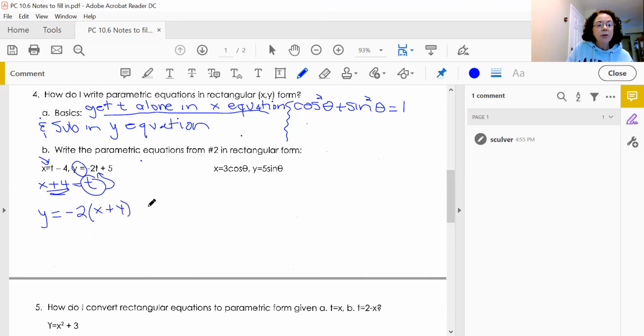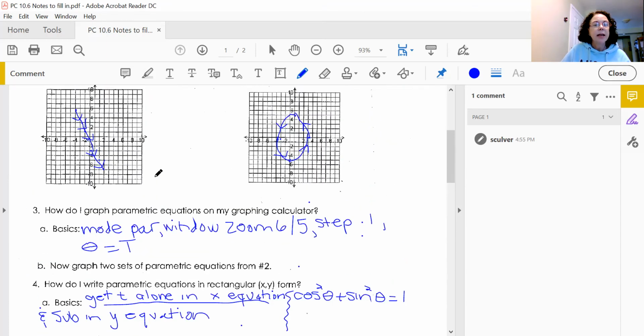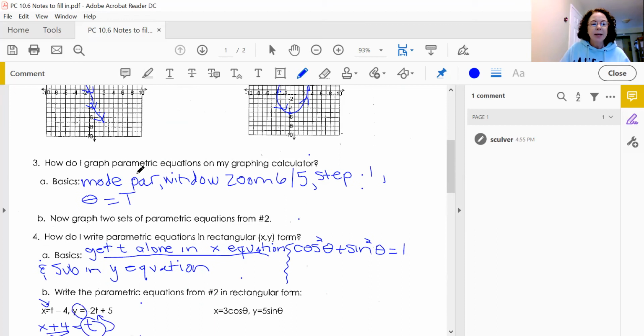So notice your T's are gone, right? You have an XY equation. Y equals -2X, -8, sorry, plus 5. -8 plus 5 is a -3. And there you go. Now take a look. When you go back up to your equation, -2x minus 3, take a look. That really is a line that has a y-intercept of -3 and a slope of -2, right?